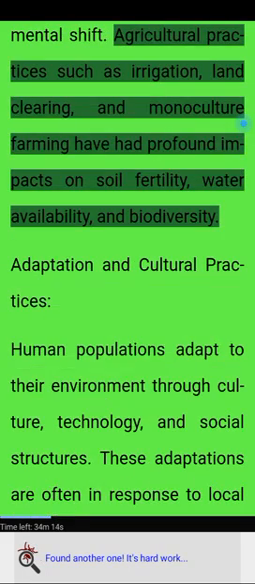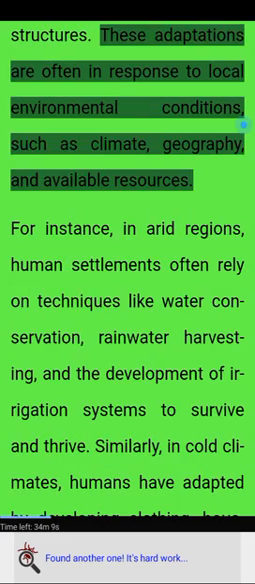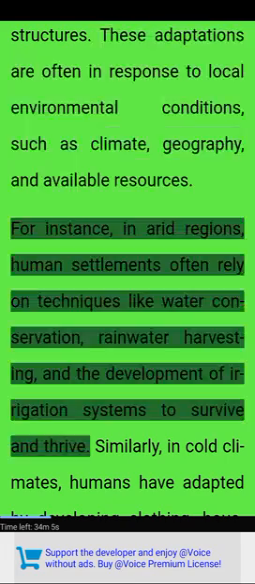Agricultural practices such as irrigation, land clearing, and monoculture farming have had profound impacts on soil fertility, water availability, and biodiversity. Adaptation and cultural practices. Human populations adapt to their environment through culture, technology, and social structures. These adaptations are often in response to local environmental conditions, such as climate, geography, and available resources.